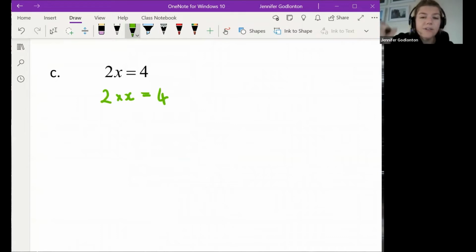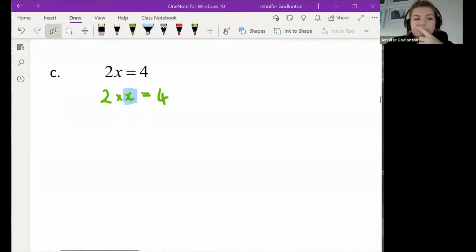Beautiful. Okay, so now we've spoken about opposite operations. So in this case, if I'm saying 2 times x and I'm trying to isolate x, I want x to be alone, what would be the opposite operation of this? What would I do to try and get my answer? Precious?